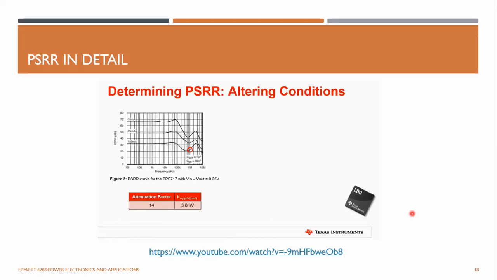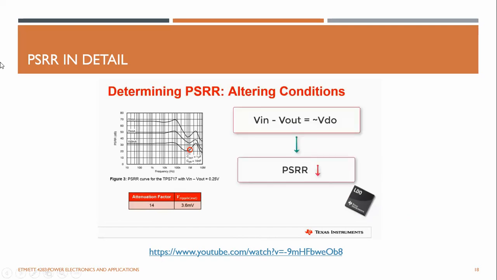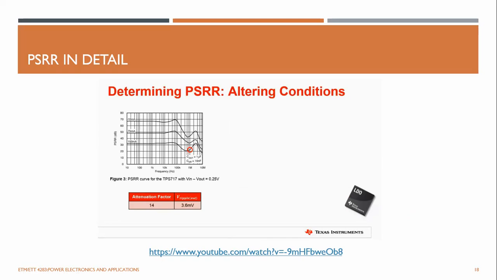This is due to the fact that the CMOS pass element is entering the triode, or linear region. Or in other words, as the Vin to Vout delta approaches the dropout voltage, PSRR begins to degrade. Now, please bear in mind that dropout voltage is a function of output current among other factors. Hence, a lower output current decreases the dropout voltage and helps improve PSRR.